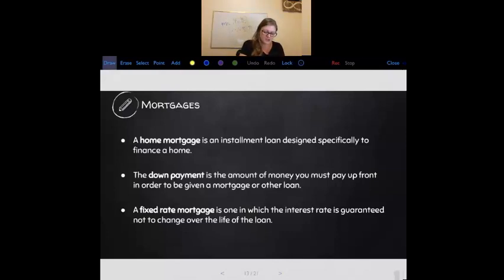Just a note, and we'll talk about this during the slides, is that the down payment is not part of what's borrowed. So you purchase a home, let's say for $300,000. If you put $50,000 down, you're only borrowing $250,000, not $300,000. So that's something to keep in mind, not only for this lesson, but for your project too.